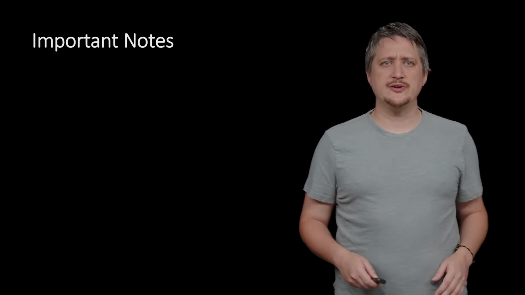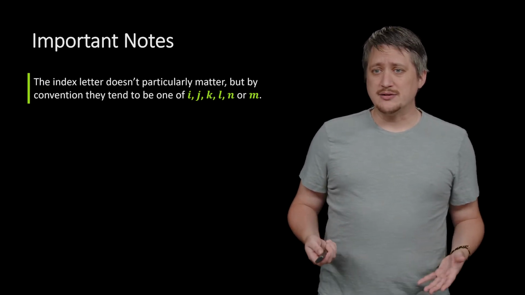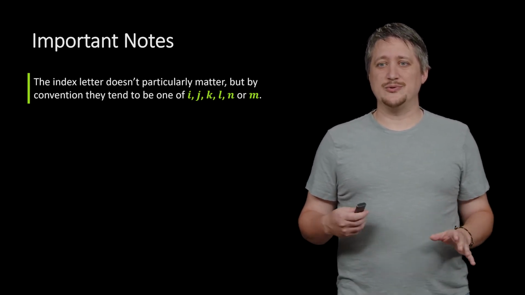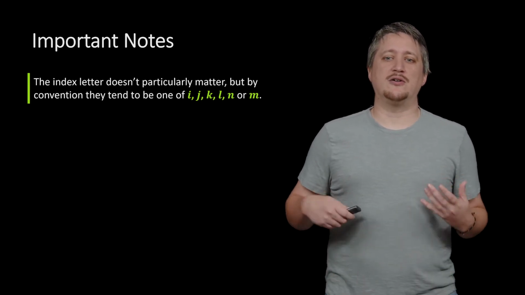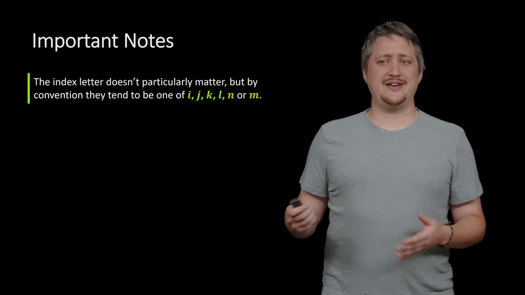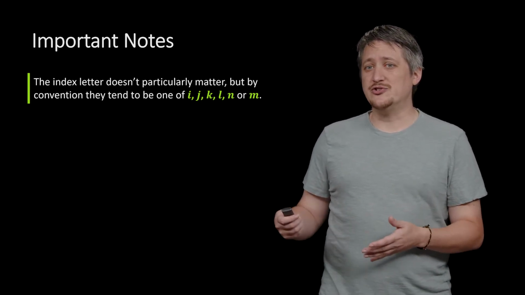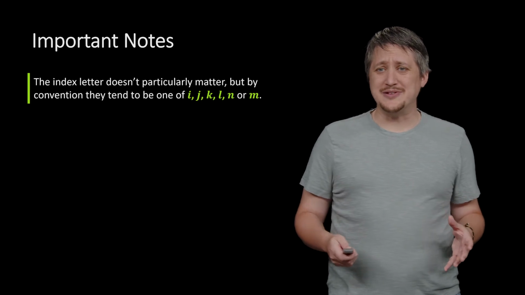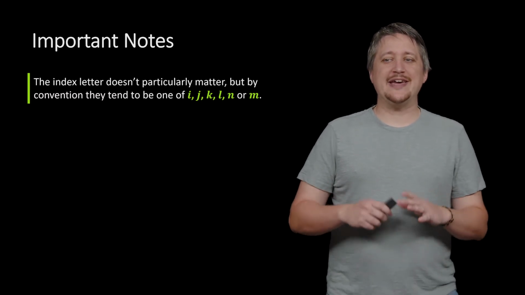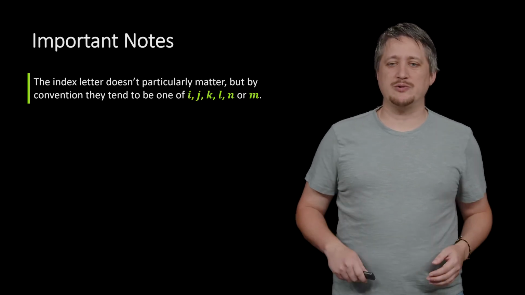So some important notes. The index letter doesn't particularly matter. It should be a letter, but other than that, it's really kind of a free-for-all. That being said, by convention, the ones we typically try to use are i, j, k, l, n, or m. We definitely want to try to stay away from letters that tend to represent other things, like x and y are usually variables, so we don't want to use those. f and g are usually functions, so we don't really want to use those. e is usually the irrational constant. We don't really want to use that. So technically speaking, it could be any letter, but try not to confuse people is basically the rule of thumb, so that's where we land on a lot of these.